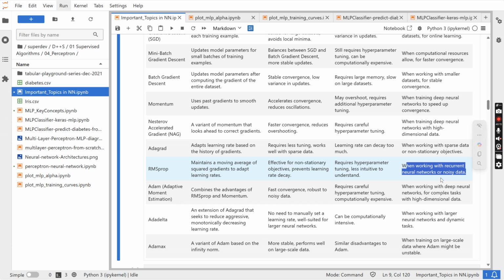If you have an image, let's just say you are working on CCTV footage images where they are blurry, there is too much noise or there are some sort of filters, then you should use RMSprop to remove that noise.